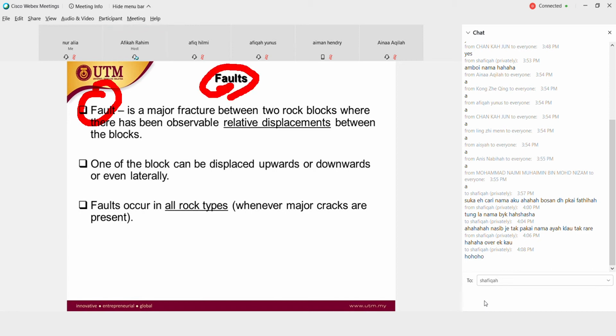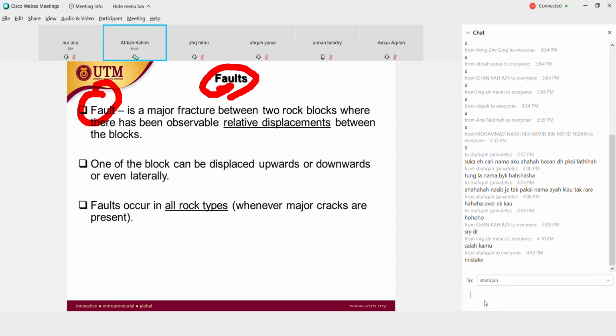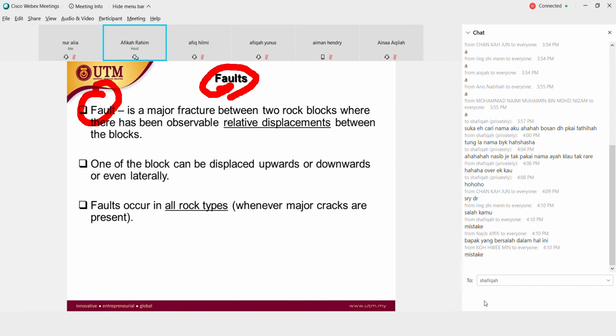For example, your partner or your mother or your housemate said, sorry Aiman, this is your fault. What does it mean if someone says this is your fault, Afiq, this is your fault, Jia Cheng, this is your fault, Atira? Salah kamu, mistake, okay, true. What else? Bapa yang bersalah dalam hal ni, okay.